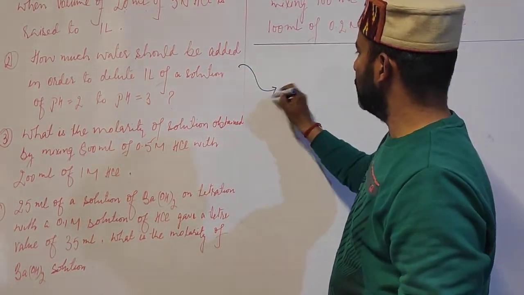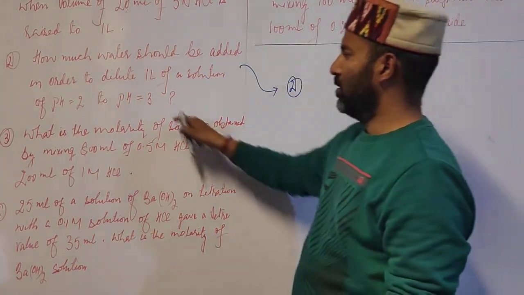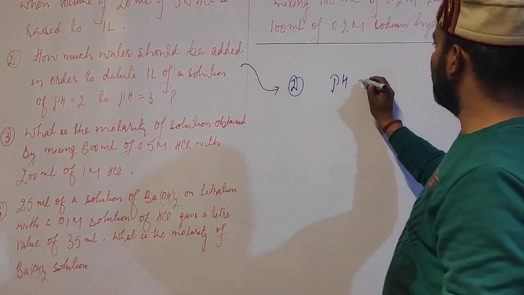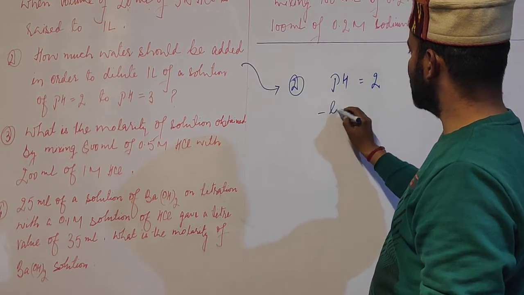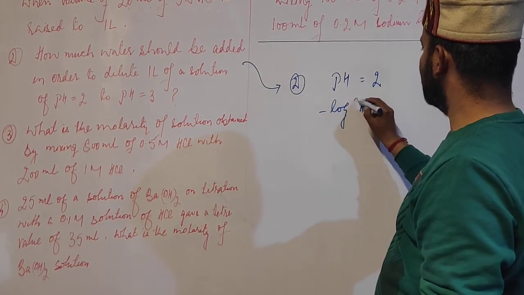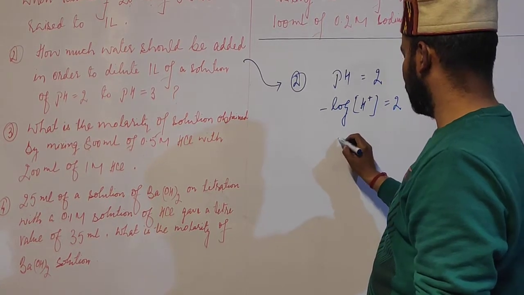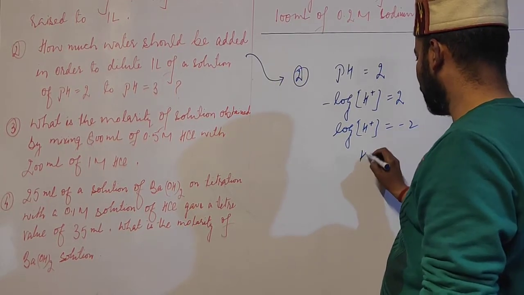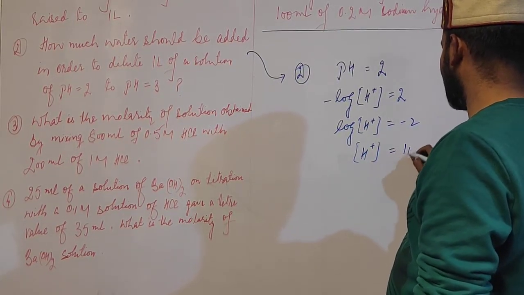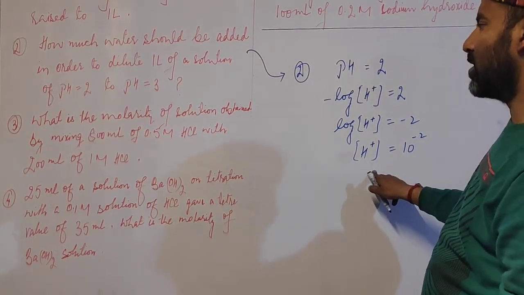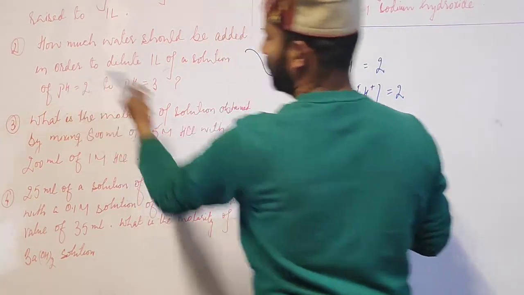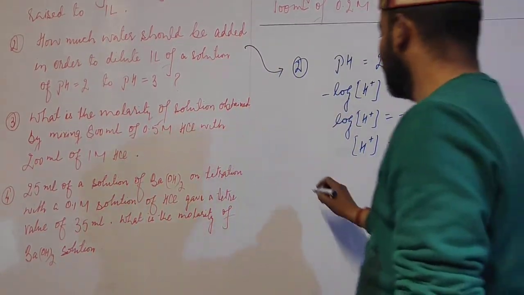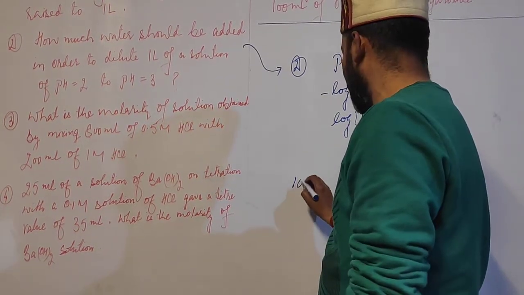So how to solve this question? Students, first from pH we will find the molar concentration of hydronium ion. Now pH is 2, which means minus log of hydrogen ion concentration is 2. So log of hydronium ion concentration is minus 2. So we say hydronium ion concentration is 10 raised to power minus 2. Students, this is the molarity of the first solution, that is the solution of pH 2. Because this is moles per liter, this is molarity. So we have molarity of the first solution as 10 raised to power minus 2.